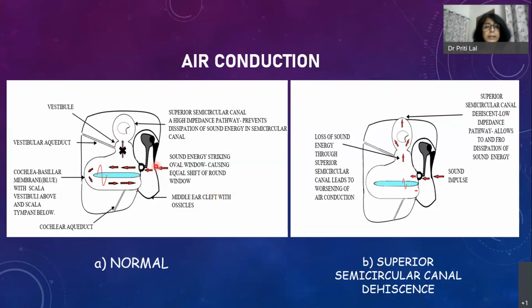Now what happens is, under normal circumstances, this acoustic energy cannot go towards the superior semicircular canal because that is a high impedance path. In the presence of a dehiscence, however, this becomes a low impedance pathway. And when sound waves strike the oval window, a part of it gets dissipated through the semicircular canals into the cranial cavity. And this dissipation of energy away from the cochlea leads to a decrease or a worsening of the air conduction thresholds.